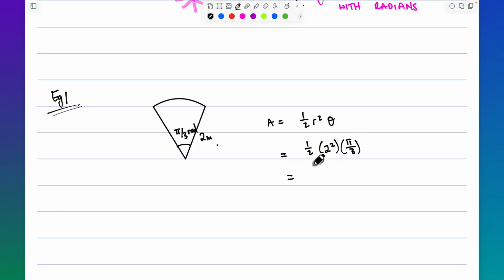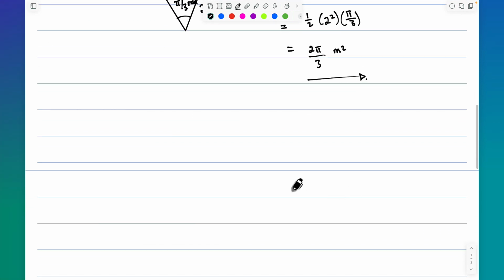So 2 squared over 2, that's 2, multiplied by this, that's going to give you 2 pi over 3 meters squared, because remember, it is area. All right, cool, nice. That's your example 1, a simple example just to show you how to plug and play. Now, let's move on to example number 2.